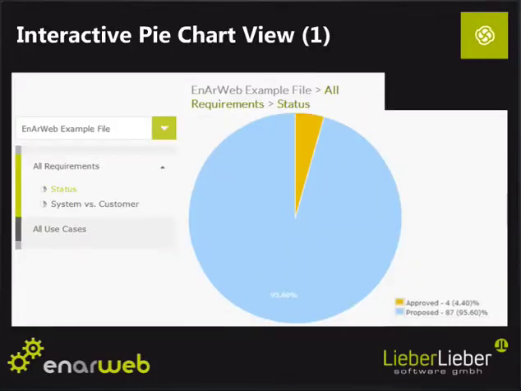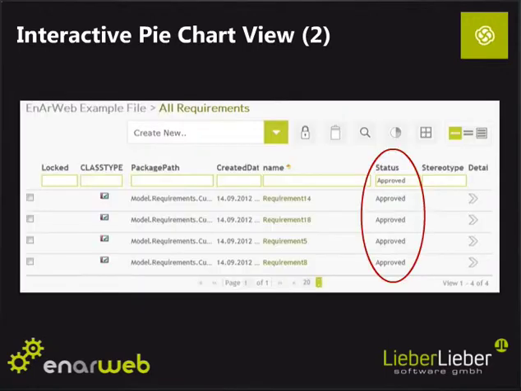And you can also create pie charts, as mentioned before. In this case, you see the approved requirements against the proposed requirements, and when you click on the orange approved requirements, you switch to your grid view and you only see these requirements which are approved.